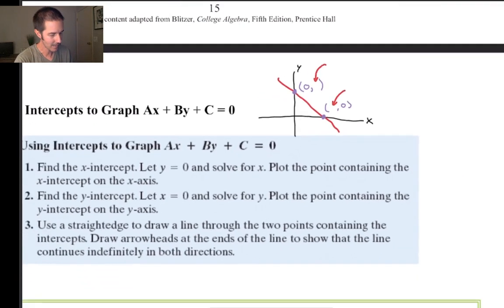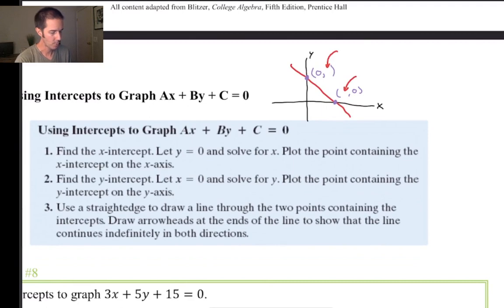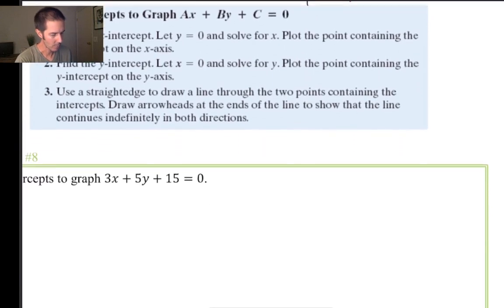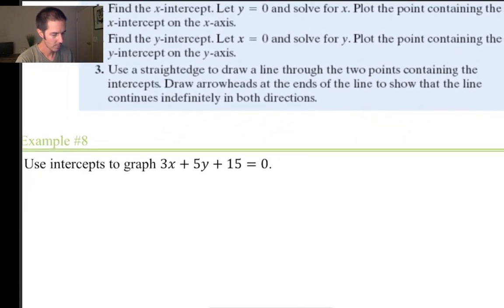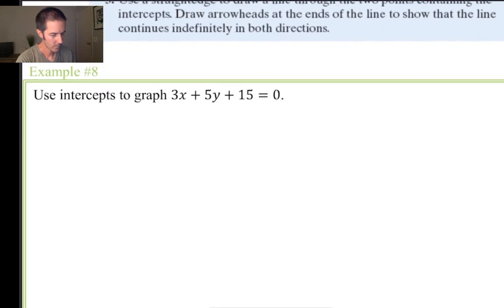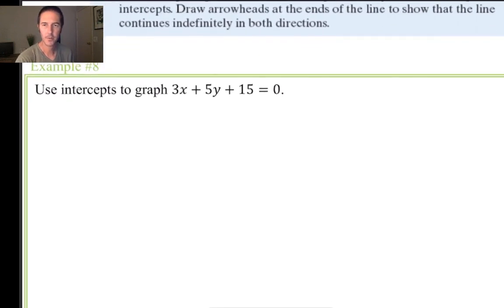And that's exactly what we're told to do in this blue box right here, and it's what we're going to do in order to find the intercepts of this line. We'll plot those 2 points, we'll grab a straight edge, we'll draw a line through there, and we will have graphed this line.